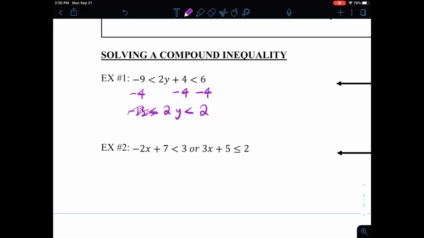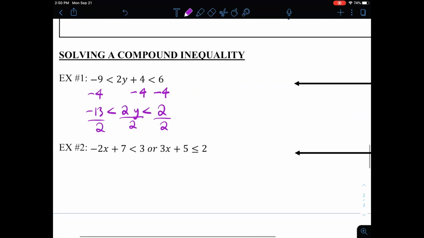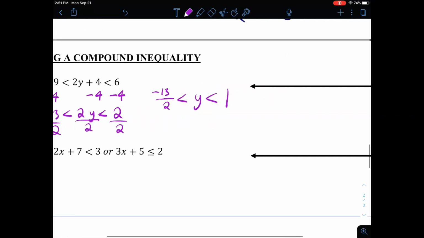Now again, imagine this isn't here. 2y is equal to 2. How would you solve that? You would divide by 2. So now our new inequality is going to be negative 13 over 2 is less than y, which is less than 2 over 2, which is going to be 1.